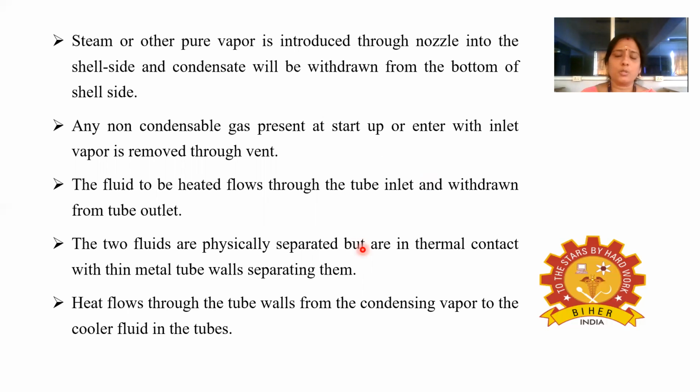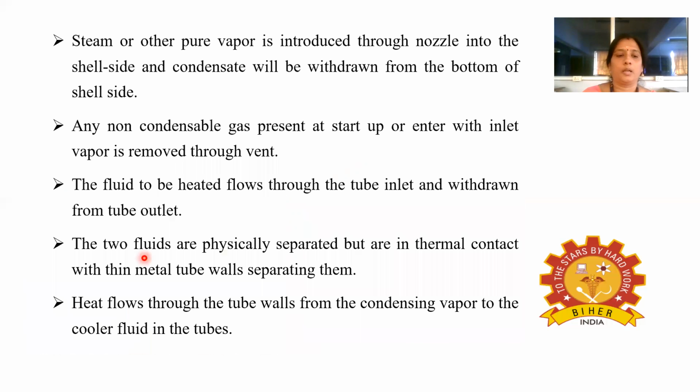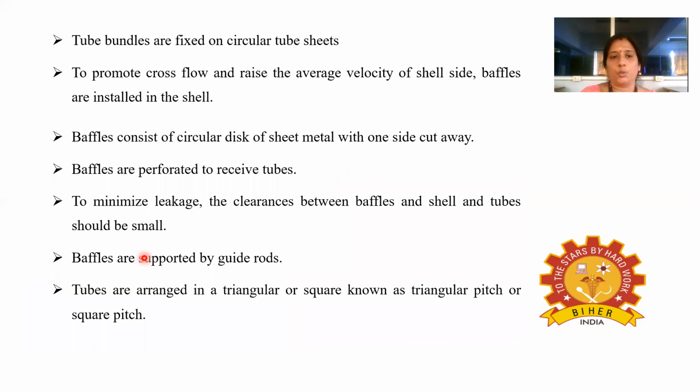Here in this diagram, we can see the tube side liquid will be flowing and outside the steam will be flowing. There is no direct contact between the steam and the tube side liquid because there is the solid boundary, the tube wall. It will not allow the mixing of these two. That's why it is called an indirect type of heat exchanger. And the heat flows through the tube walls from the condensing vapor to the cooler fluid in the tubes.